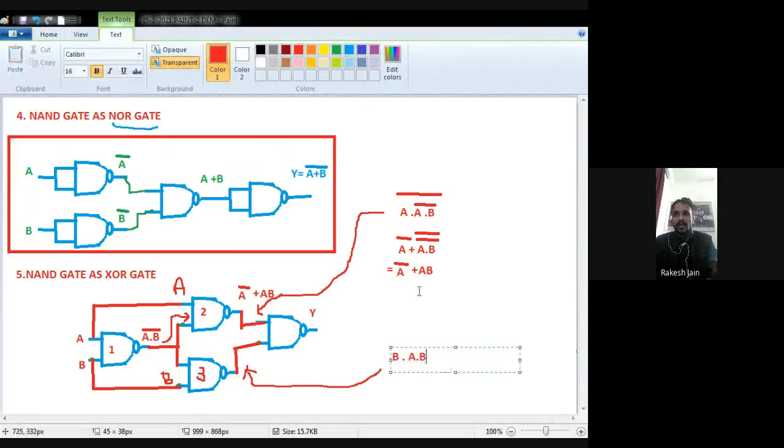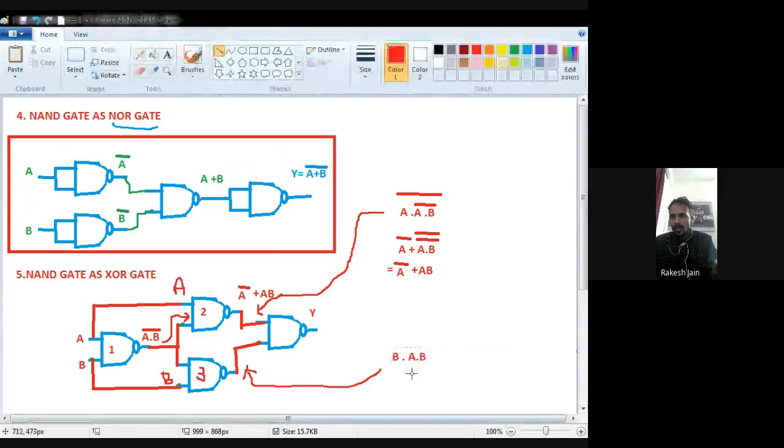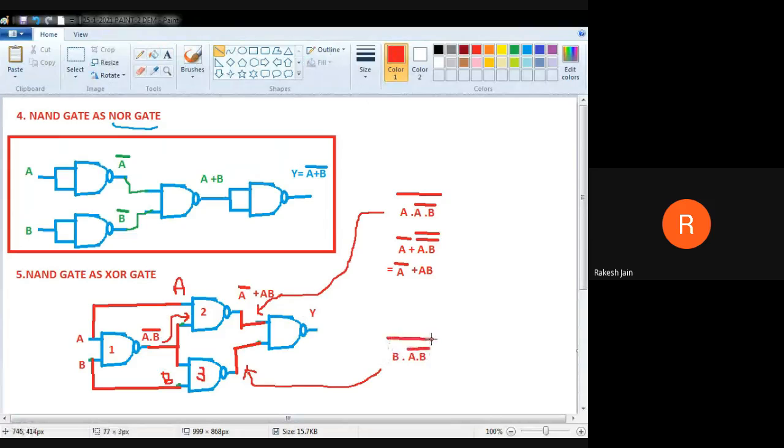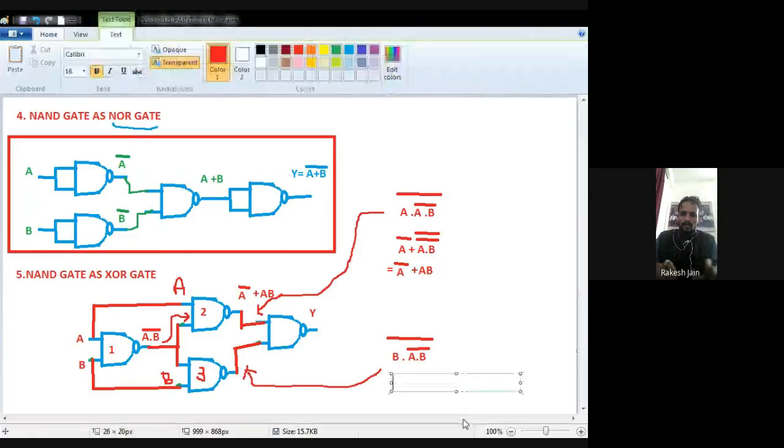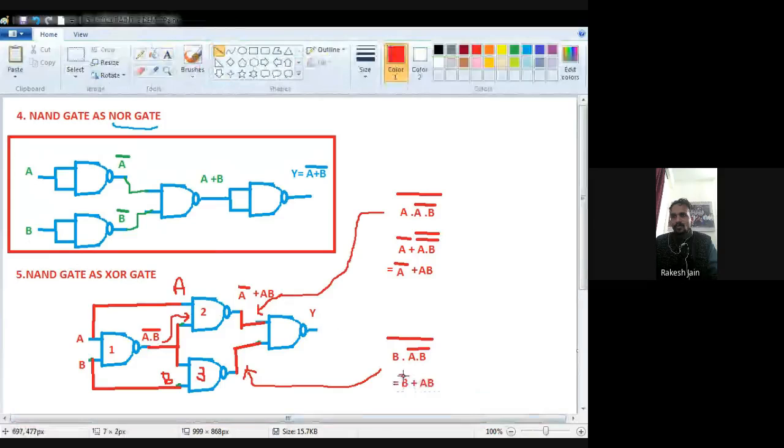The second input is A dot B having a bar. So what is the output of this third NAND gate? First input dot second input having a bar. First input is B, second input is A dot B bar having a bar. So that is similar to the above case. So what is the final answer? A bar plus AB. Similar to that calculation, here we will find out B bar plus AB.